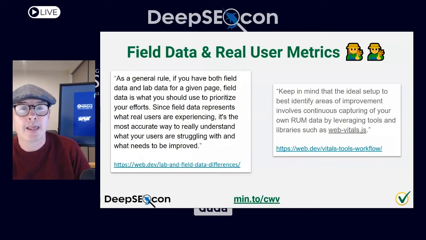Here I'm showing some quotes from the Google Web Dev team. They say using their Web Vitals script is the ideal setup for getting real user metrics directly from your site's users. You get the true story based on your actual visitors over multiple browsers. No grouping, no delays, no thresholds.